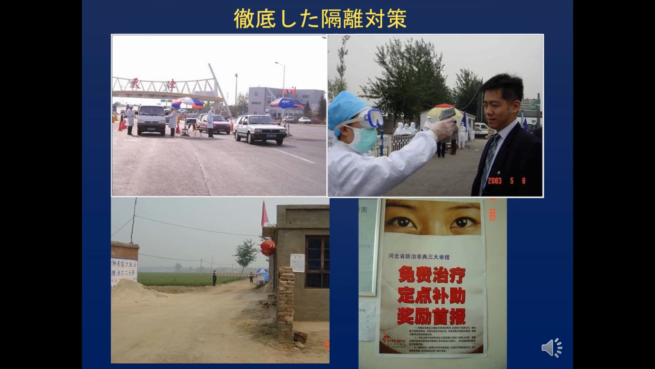On the lower right, you have the 3 slogans by Hebei province. One is free treatment. Number 2, you have a dedicated hospital. And the last one is about whistleblowing. If you have someone around you who has symptoms suspected of SARS, please notify the government. If that person is diagnosed as SARS, you get a reward of 1,000 yuan, which is about 14,000 Japanese yen. You might think that's cheap, but because of the difference in prices in those days, which was about 5-fold, this is actually like 100,000 Japanese yen being given as a reward.